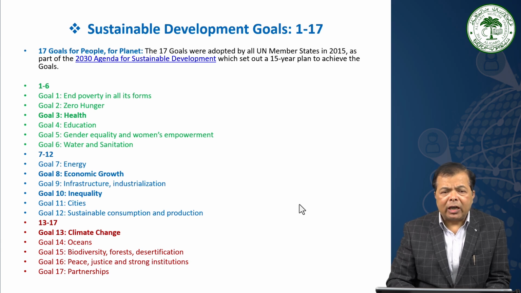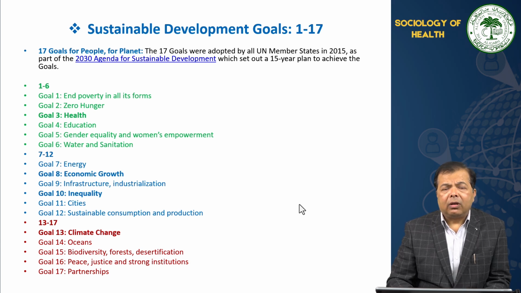Then goal 11 is talking about cities, and cities are very important because this is where the urban people are living, and the cities are growing, and the problems in the cities are also growing. So we need to have a kind of approach where the problems in the cities could be addressed appropriately and sustainably. So the next goal, which is goal number 12, is talking about sustainable consumption and production.